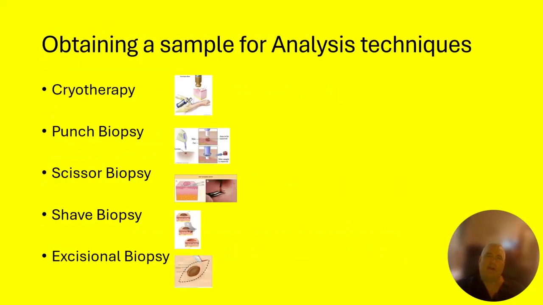Obtaining a sample for analysis techniques. There are 5 different processes for obtaining a sample. Cryotherapy, which uses liquid nitrogen, which basically freezes the tissue and makes it possible to excise it from that area. There's the punch biopsy, where a hollowed out sharp tube is pushed onto the area, and a cylindrical sample is obtained through this process.